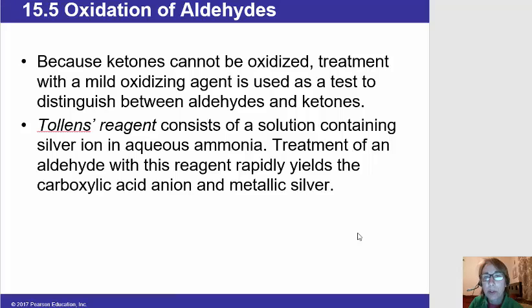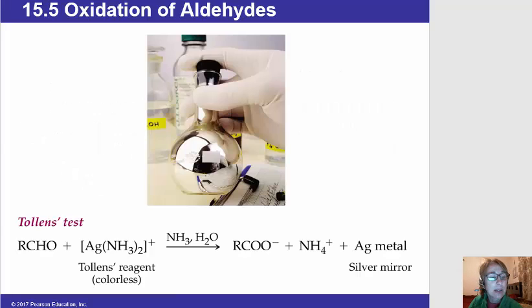Because ketones are not easily oxidized, we can treat solutions of unknown compounds with mild oxidizing agents, and if we see a reaction, then we can assume that an aldehyde is present. One of these mild oxidizing reagents is known as Tollen's reagent, which consists of silver ion in aqueous ammonia, and it's really very beautiful.